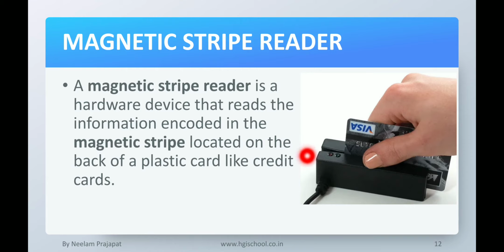Magnetic strip reader. A magnetic strip reader is a hardware device that reads the information encoded in the magnetic strip located on the back of a plastic card, like credit cards, debit cards, and some shopping cards. They have a magnetic strip at the back of the card, and this is the magnetic strip reader which will read the data from the card. So the magnetic strip reader is an input device.